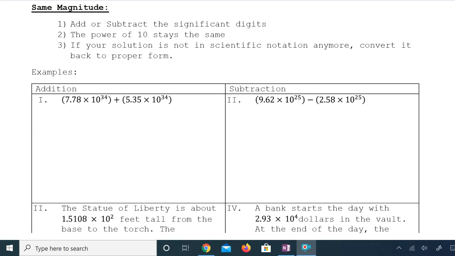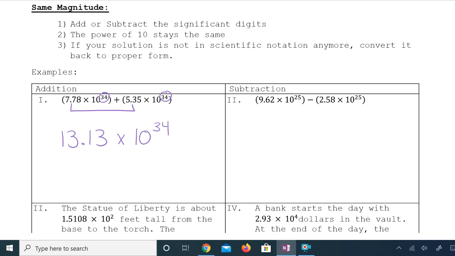Looking at our first example, we have 7.78 times 10 to the 34th plus 5.35 times 10 to the 34th. So we should notice that our magnitudes are the same at 34. So we are going to add our significant digits. So 7.78 plus 5.35, and that gets us 13 and 13/100ths. And then the power of 10 stays the same.